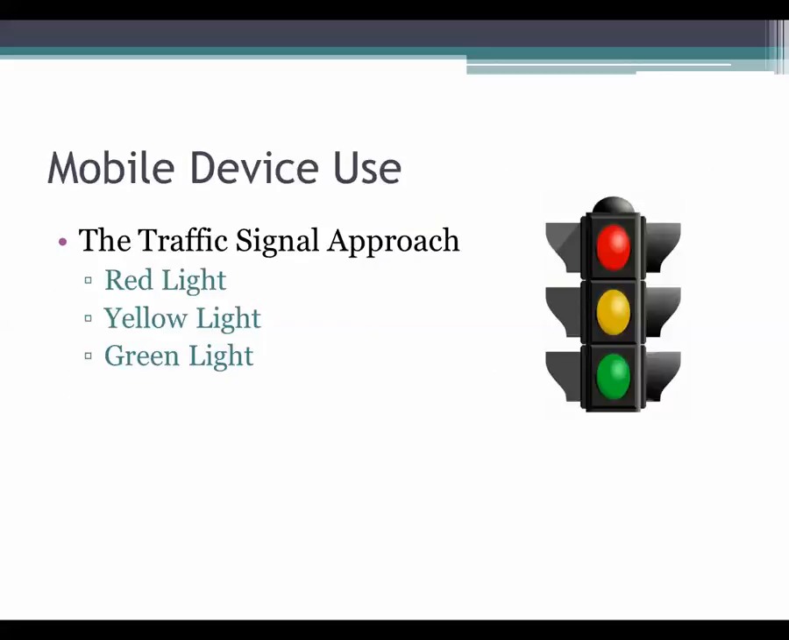Mobile device usage in a classroom. I looked up information online about the traffic signal approach. In the red light, students must have their cell phones and other electronic devices completely put away. Any visibility of the devices will incur consequences as designated by classroom policy, such as having phones confiscated. This light is useful for test taking and other situations when you want student attention to be completely focused on the task at hand.